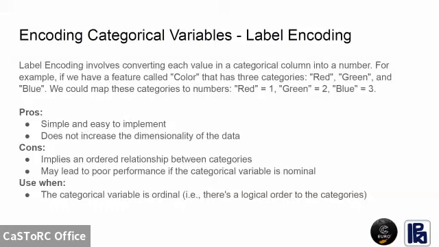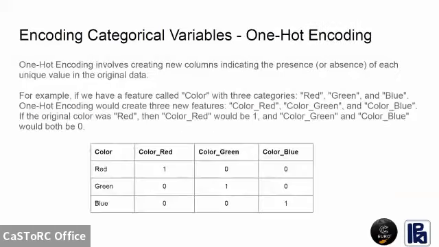If you have an ordinal variable, in this case the order does matter, so you can use this encoding. But what happens if the order doesn't matter, and you need a different method that can handle this kind of problem? Then you have one-hot encoding.